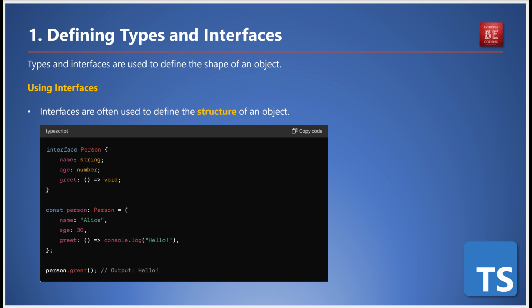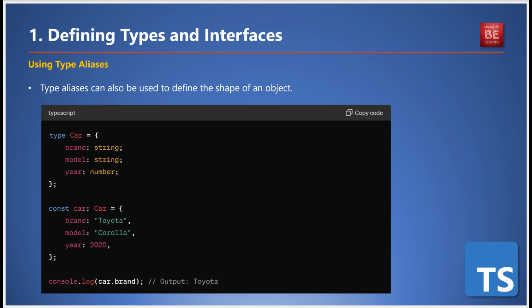This interface requires a name of type string, an age of type number, and a greet function. When you create a Person object, TypeScript checks to ensure it fits this structure. Here's how it looks. Imagine defining a person like Alice, 30 years old, who greets you with a cheerful "Hello." Through TypeScript, you ensure that every Person object adheres to this predefined structure, making your code predictable and error-resistant.